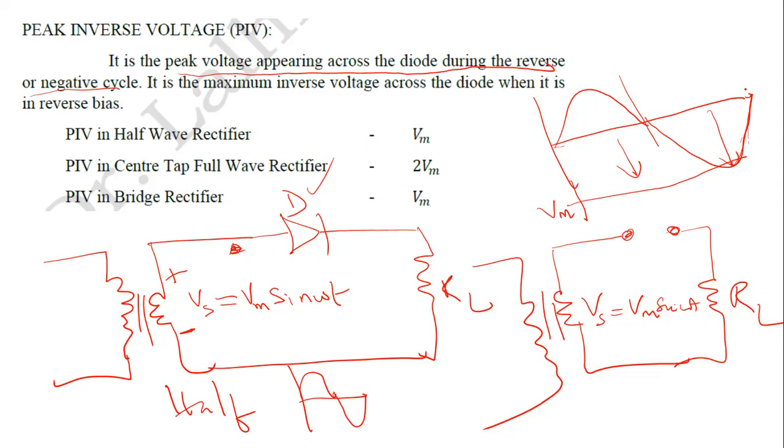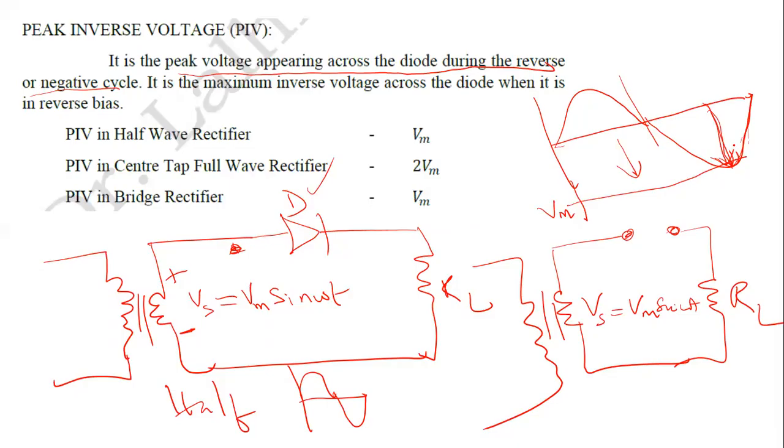So if the diode cannot pass any current, there will be a certain reverse voltage applied across the diode. That's what I mean. There will be a certain reverse voltage acting across the diode. The peak value of such voltage is called peak inverse voltage. We will talk about it in the next section.